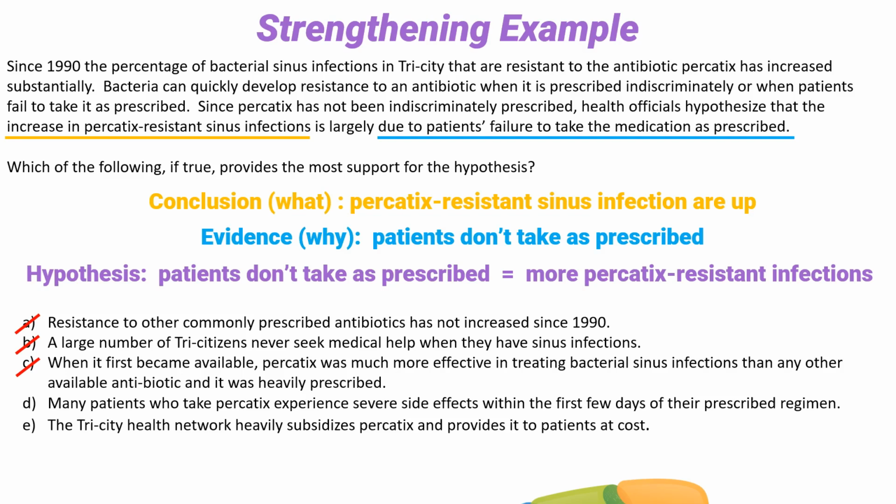Well, you know what? D is a possibility. So apparently a lot of patients get very severe side effects earlier in their treatment. That could totally cause them not to keep taking it. That would be a reasonable reason why they wouldn't take it as prescribed. We'll keep D around. What about E? Well, E doesn't really help us. E basically says that percatix is cheap. Well, that's great, but we need a reason why patients might not take it as prescribed. The only answer choice that gives us a reasonable reason why patients might not take it as prescribed is D. D is our answer.